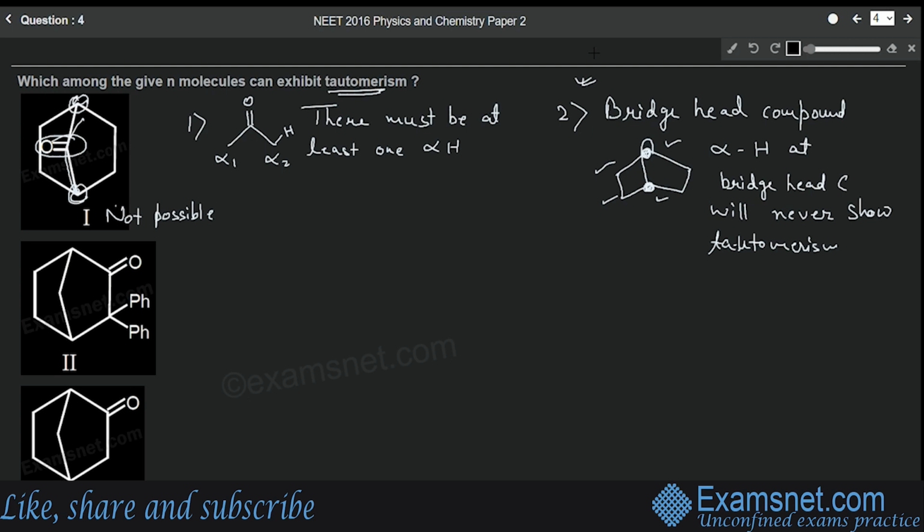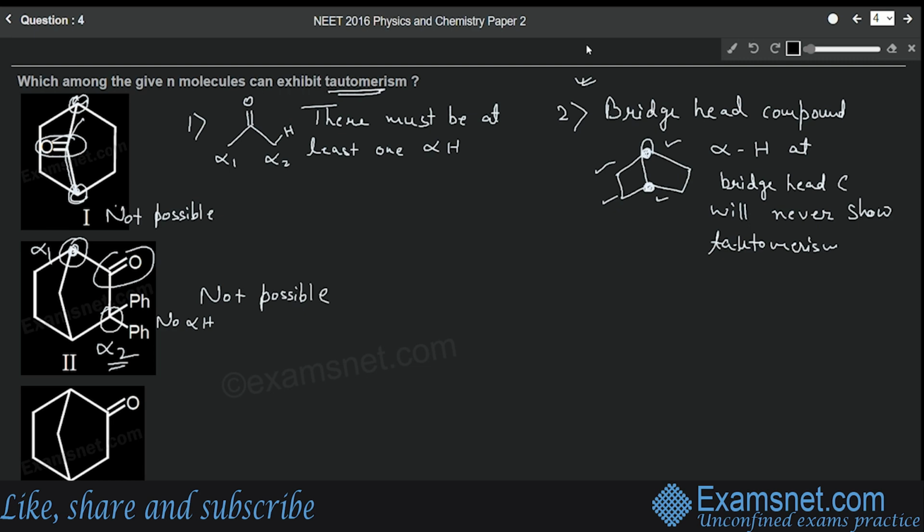Now in the second option, we have the carbonyl group here. So what are the alpha positions? These two are the alpha positions. This is alpha position 1. This is alpha position 2. Now we can see that at alpha position 1, the carbon is involved in bridge formation. So this is not possible. The hydrogen present at this position will not show tautomerism, because this is attached to the bridgehead carbon. And at the second alpha position there is no alpha hydrogen. So again this is not possible. Both conditions are not valid here. So this is also not possible.